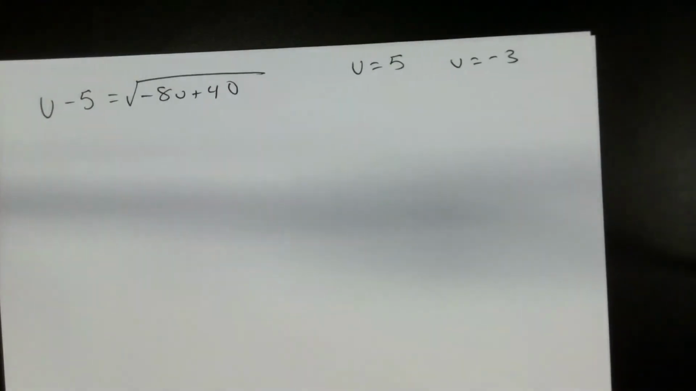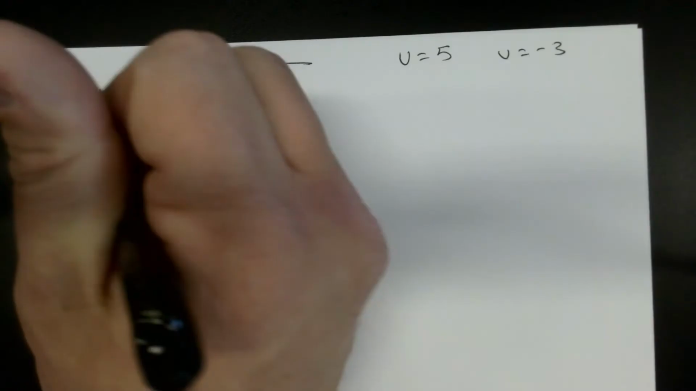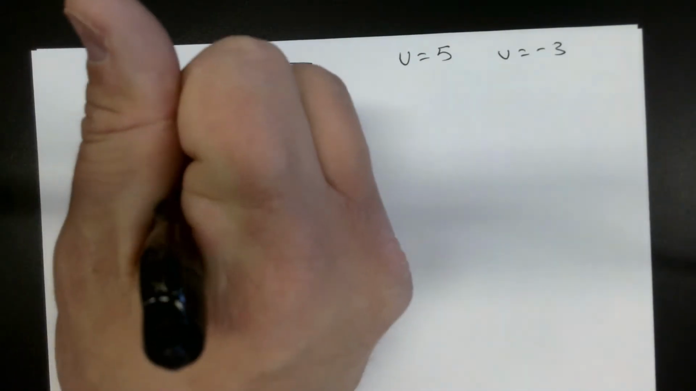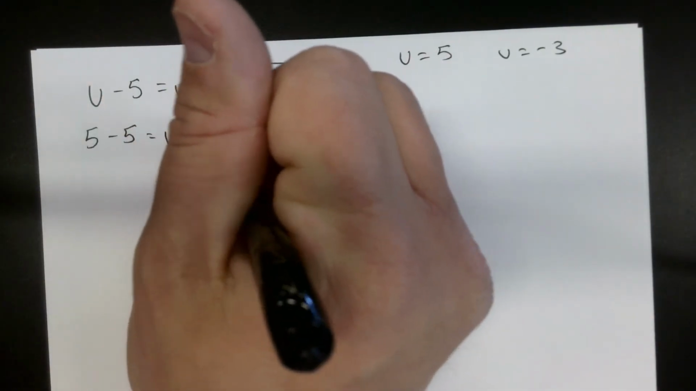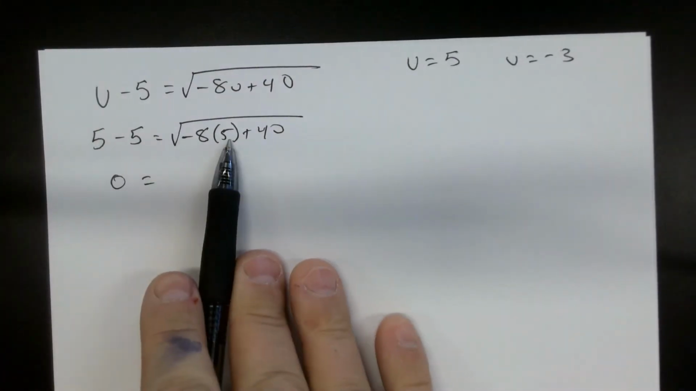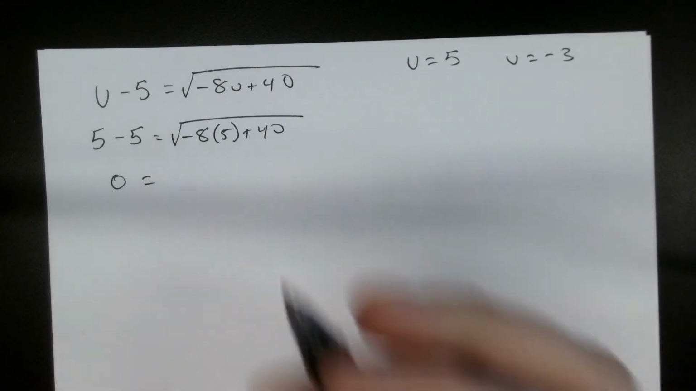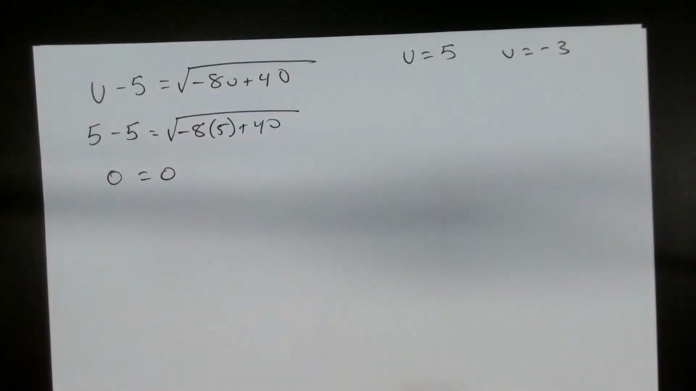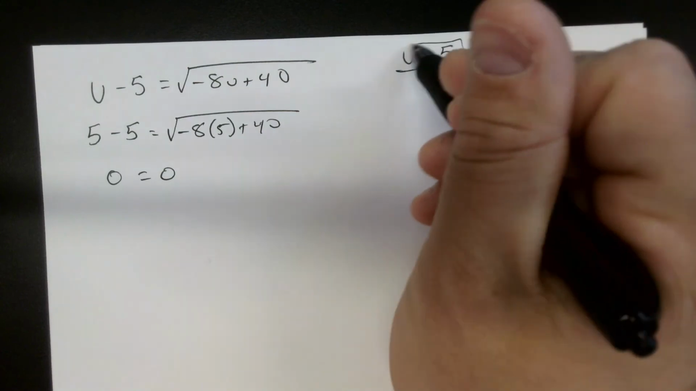So I'm going to rewrite out the problem right here, and I'm going to write our solutions next to it so we can have room to work. So this is what we're going to be doing Monday. Our two solutions are 5 and negative 3. So first we're going to plug in 5. So 5 minus 5 equals the square root of negative 8 times 5 plus 40, which is 0 equals negative 8 times 5 is negative 40 plus 40 is 0. So 0 equals 0. Is that true? So that's definitely an answer.